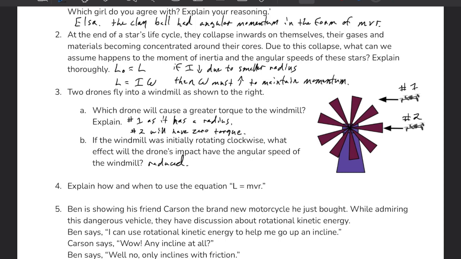So reduced. Explain how and when to use the equation L equals MRV. Angular momentum being MRV is for an object moving in a straight line where its line of action has some radius to a pivot point. So if you just draw out a dotted line, the straight line of action, the path it's going to be moving in, if it has any distance to a radius where it can impact something causing rotation, you take its mass times its velocity times that radius, and that's the angular momentum for that object. And if it's the only object moving in the system at that moment in time, that's the total angular momentum of the system then.